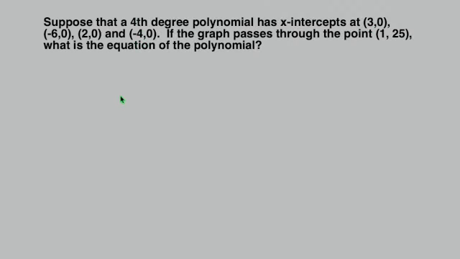All right, so here's one more example. In this case here, we actually have a 4th degree polynomial, and we have the x-intercepts this time, not the roots, and we also know it passes through this point, which isn't necessarily the y-intercept, but it doesn't really matter.